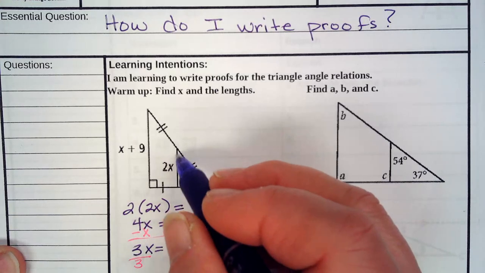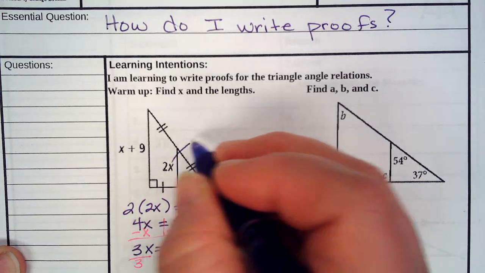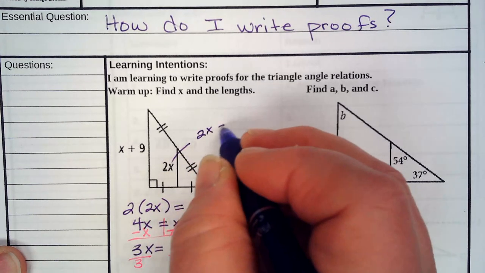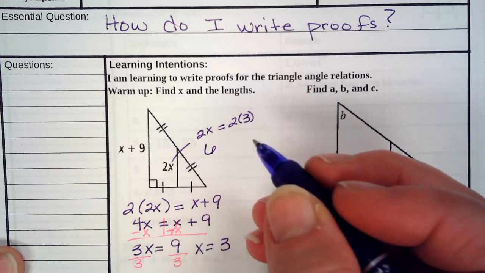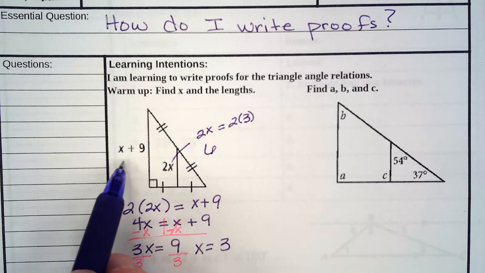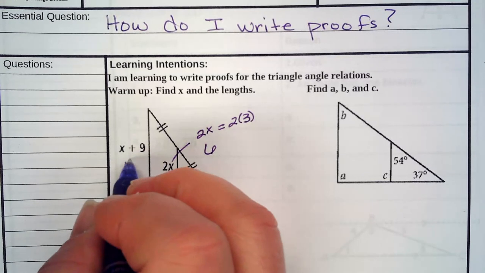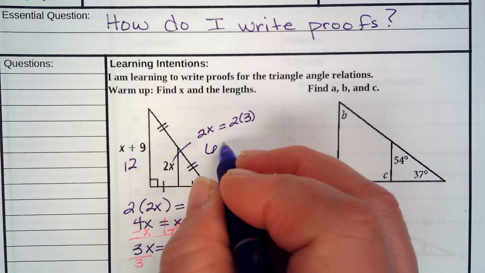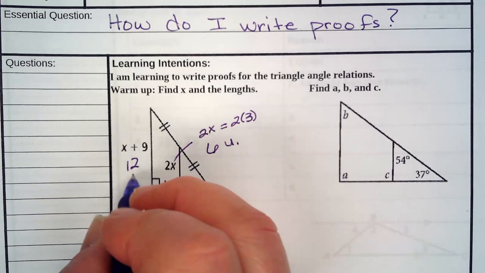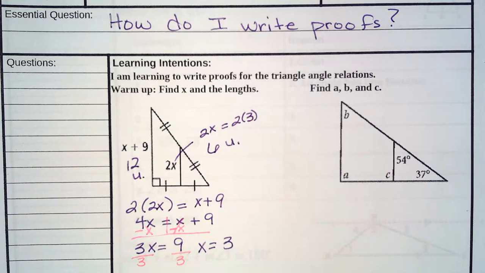Okay, this mid-segment is 2x. So this is 2x, which means 2 times 3, and that gives me 6. 3 plus 9 is 12. We don't know what units we're in, so we just simply put U for units. Hopefully you were able to do that.